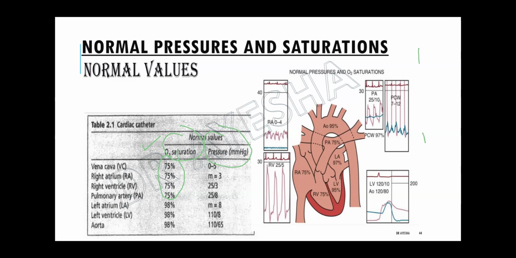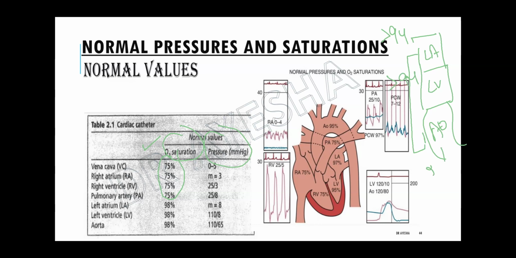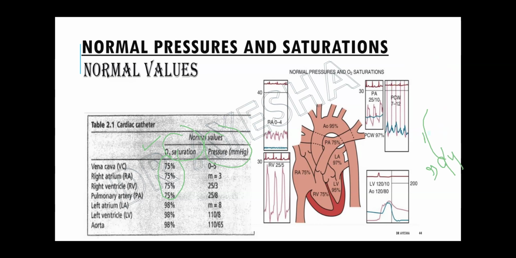Now, when we talk about the left side, again we start with the left atrium, then we have the left ventricle, then the aorta. In all these compartments, in a normal person, our saturation is more than 94. This is a normal saturation. You expect more than 94 starting from the left atrium, in the left ventricle, and the same goes for the aorta. So the saturation part becomes simple. Now you can easily memorize the normal saturation of the right side and the left side.